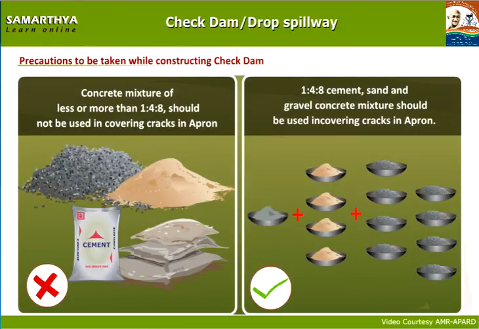Concrete mixture of less or more than 1:4:8 should not be used in covering cracks in apron. 1:4:8 cement, sand and gravel concrete mixture should be used in covering cracks in apron.